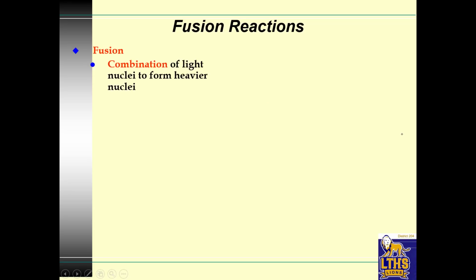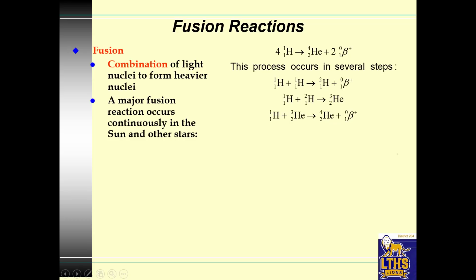Fusion reactions are a combination of light nuclei to form heavier nuclei. A major fusion reaction occurs continuously in the sun and other stars. So fusion is a little guy. What do I mean by little? That's a small number. That's a small number. Little guy makes a bigger guy. Still not that big, but a little bit bigger. So little guy, little bit bigger. And again, the top numbers, 1 plus 2 is 3. 1 plus 1 is 2. So the top equals the top, the bottom equals the bottom.